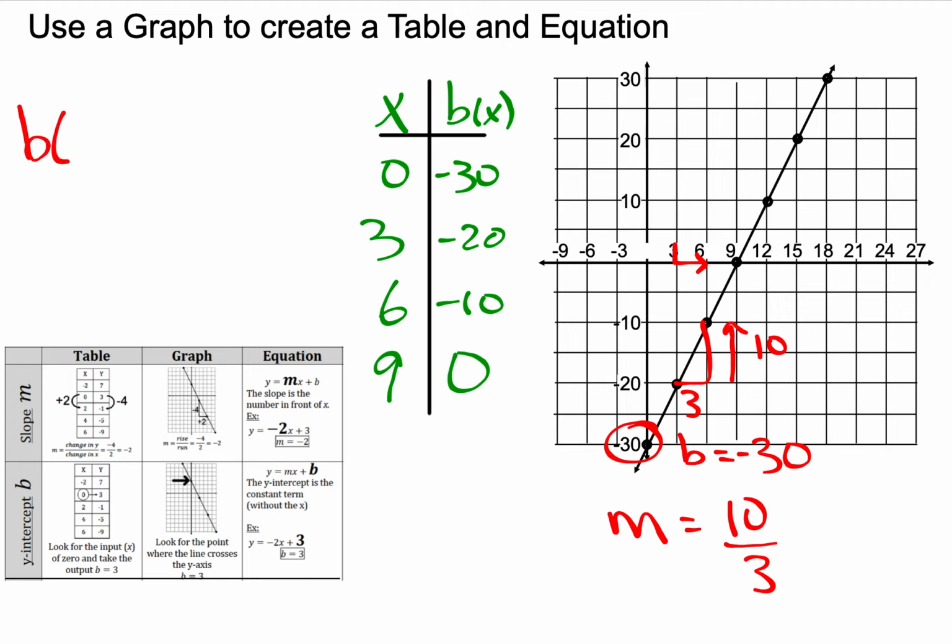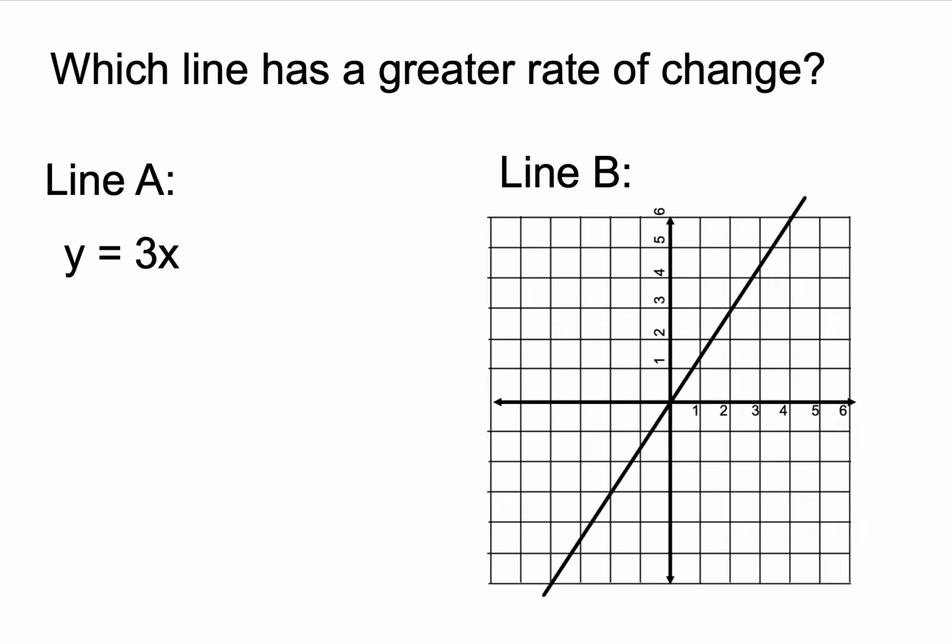So b of x equals 10/3 x minus 30. Now, by the way, if you're confused about why I chose b of x, it's just a letter that came to mind. We can use any letter we want here. I just chose to use b. I could have even just written y equals.